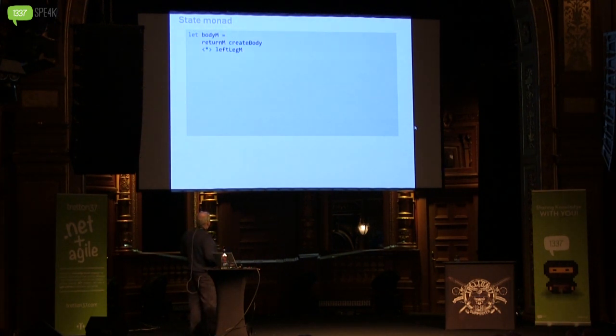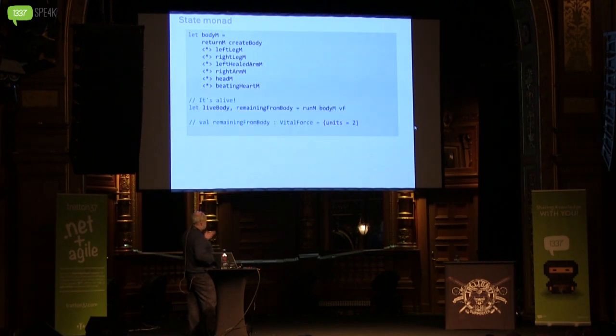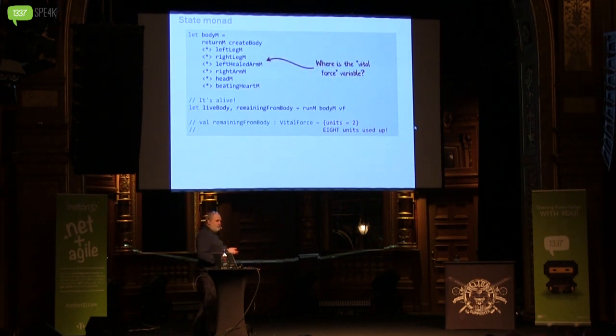Let's look at another one. Here's the final one where we created the entire body. And again, in this case, it kept track of everything. There were 2 units left. There were 8 units used up. Again, there's no kind of tracking variable to keep track of that.